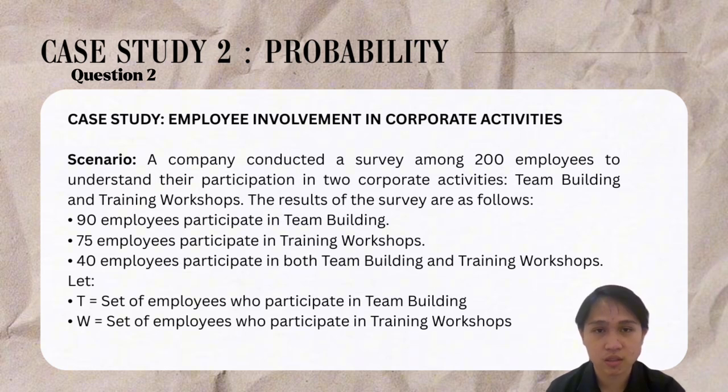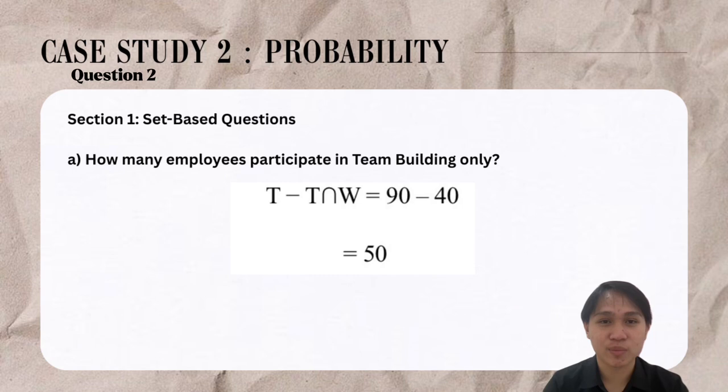Let T represent the set of employees who participate in team building and W represent the set of employees who participate in training workshop. So let's move to the first question. The first question is how many employees participated in team building only? To answer this question, we use this formula: T minus T intersection W, which is 90 minus 40 equals 50. So 50 employees participated only in team building.